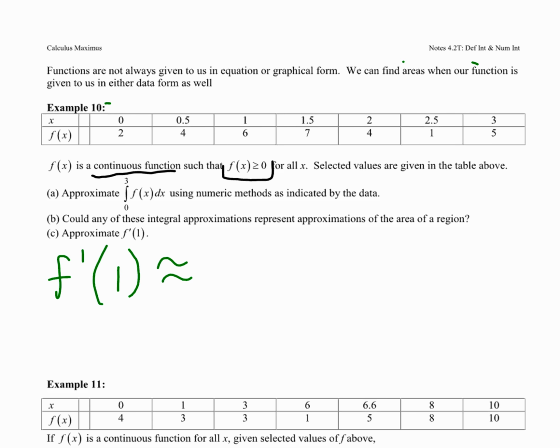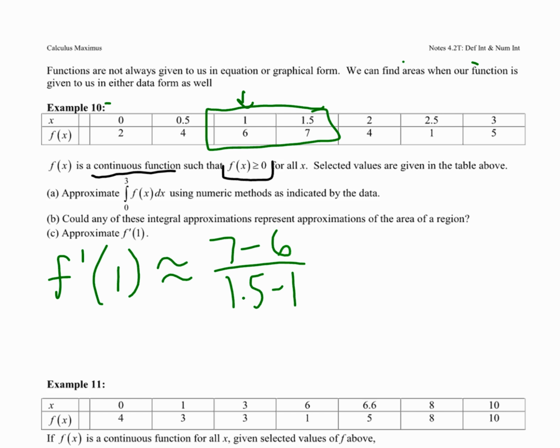Now, when I see 1, that's right here. I could use these values. I could use these values. Okay, I could use those, but it's getting a little further. I'm going to choose to use those. Okay, and I'm going to show the difference quotient there. 7 minus 6 over 1.5 minus 1. So that's 1 over 0.5 or 2.